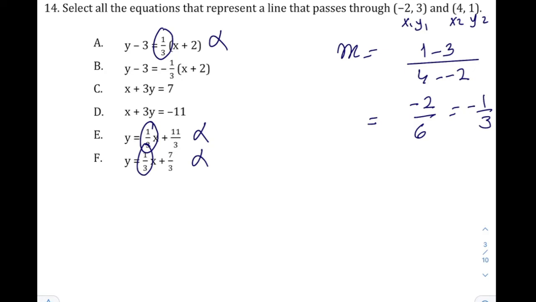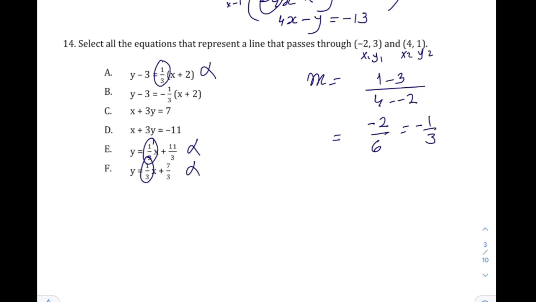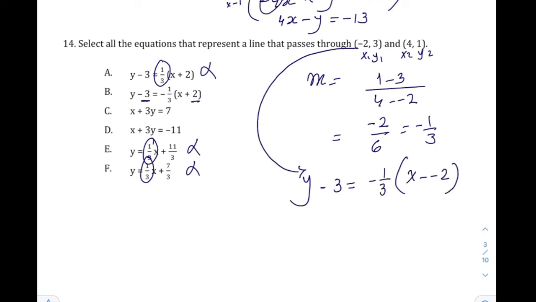Now, if you use one of the points, if you choose this point, the first one, you are free to choose any, but he is using this. So let's check. Y minus y1, which is 3, equals the slope times x minus minus 2. Minus minus turns to plus, so definitely B is correct. So this is the point-slope form that is correct. This is the only one that is correct.